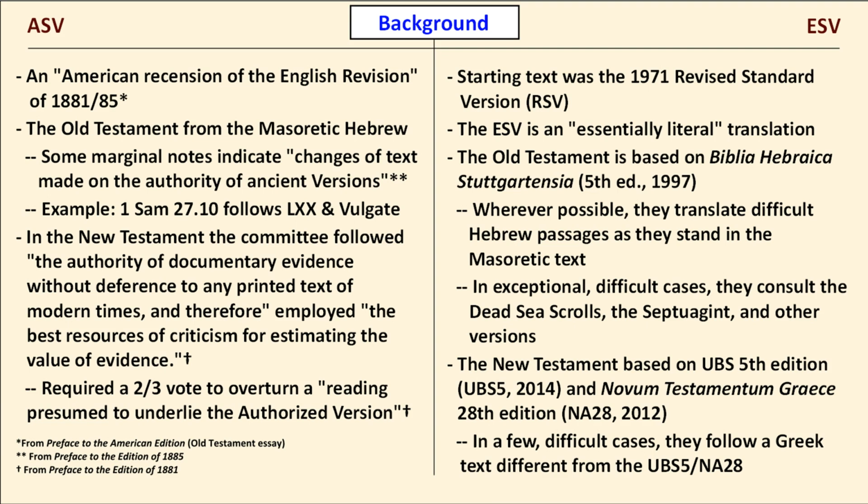The English Standard Version is a revision of the Revised Standard Version of 1971. Like the American Standard Version, it is based on the Masoretic Hebrew in the Old Testament. It also follows ancient versions sometimes, and of course the Dead Sea Scrolls were available to the English Standard Version translators. When the American Standard Version was published, the discovery of the Dead Sea Scrolls was still 46 years in the future. The English Standard Version New Testament is based on the Nestle-Aland 28th edition, but as we'll see in a few slides, the translators did not feel bound to follow it in all cases.